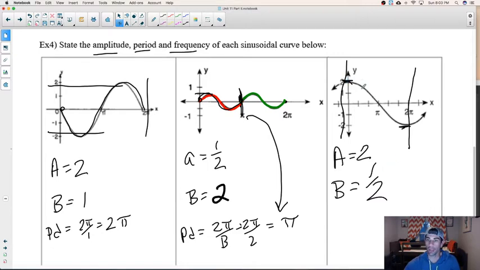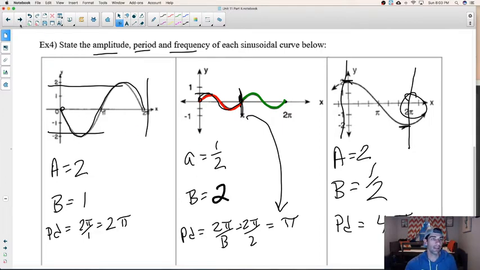Now the period, well, if it took half to go to 2 pi, how much more do I need? Well, I need another 2 pi. So then that means that the period would be 4 pi. And if you don't believe me, then throw it into the formula we did a few times. All right.